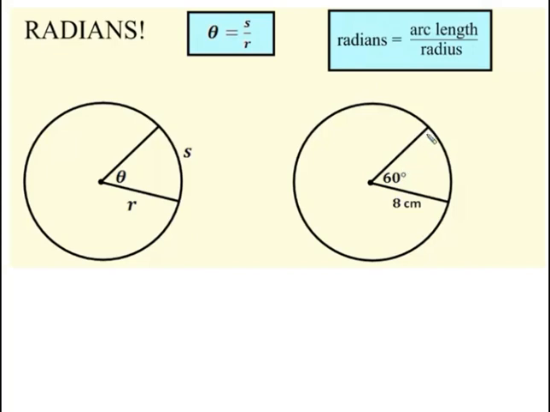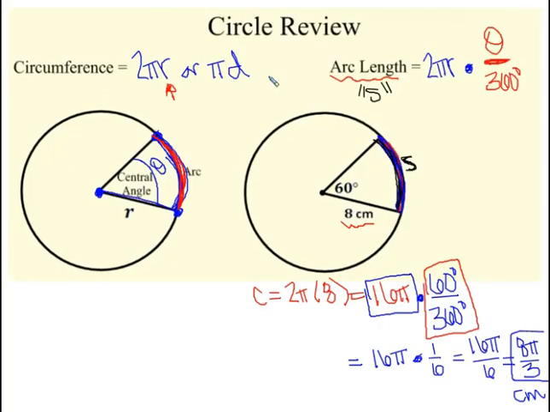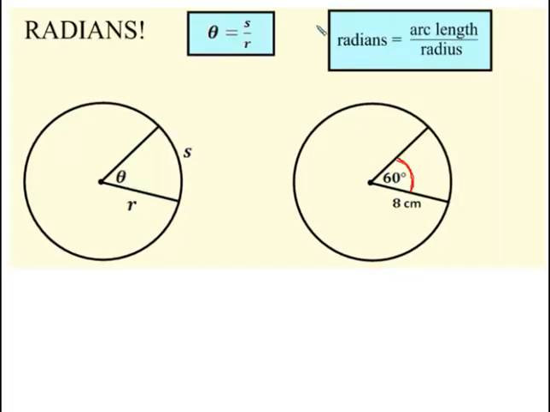So instead of representing this angle as 60 degrees, we're going to represent this angle in terms of a radian. And radians usually involve pi in some way, just like the idea of circumference uses pi in some way. To find a radian measure, we're going to take the arc length divided by the radius. That arc length, meaning s, just like what we did in the last example.